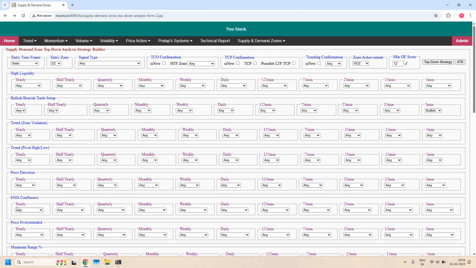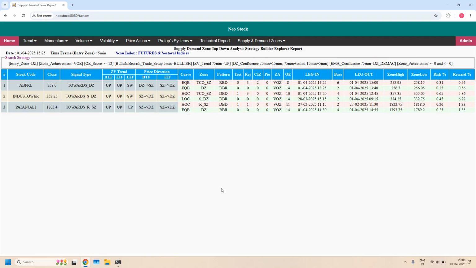Let's verify. In the EMA confluence at 75 minutes time frame, I am setting the filter 75 minutes demand zone with daily EMA confluence. At the same time, trend on the 75 minutes should not be sideways. It should be uptrend because it is a bullish trade setup. So we got 3 stocks filtered. These 3 5-minute demand zones might be having even more high probability to get success. Okay, this is the bullish trade setup for hourly income trade.